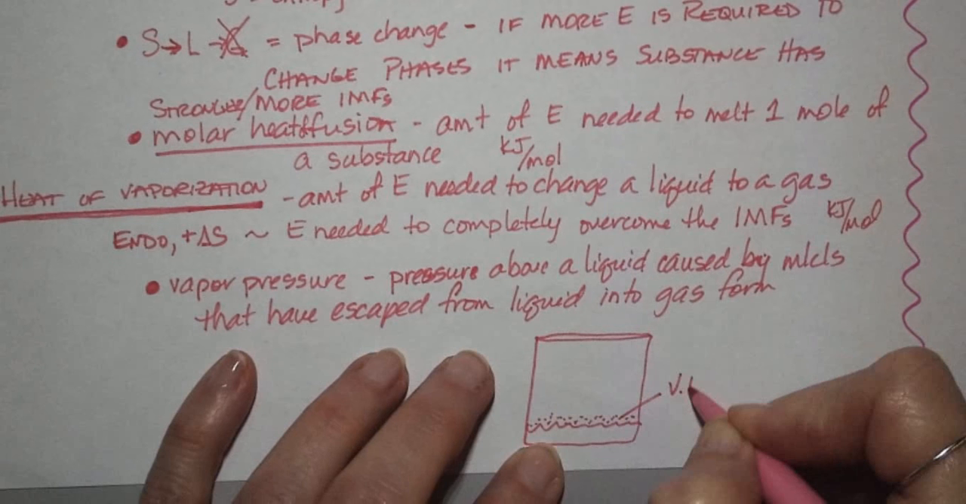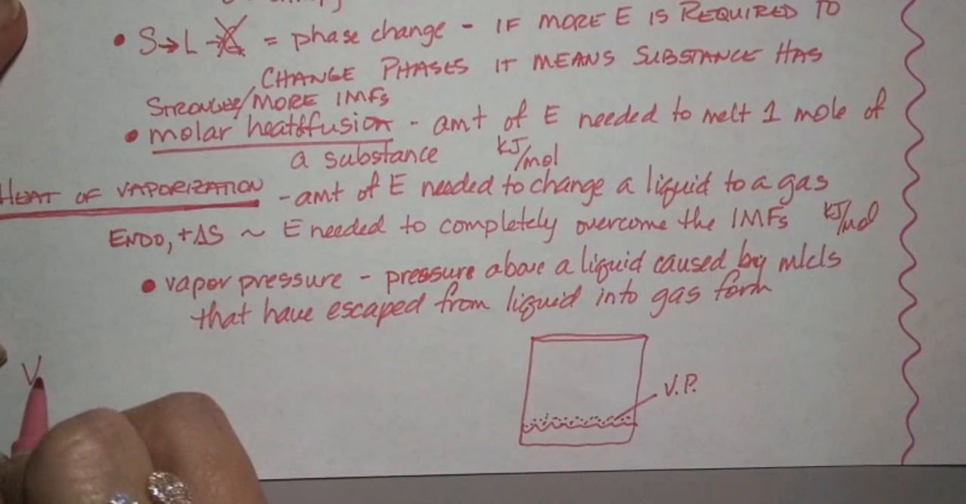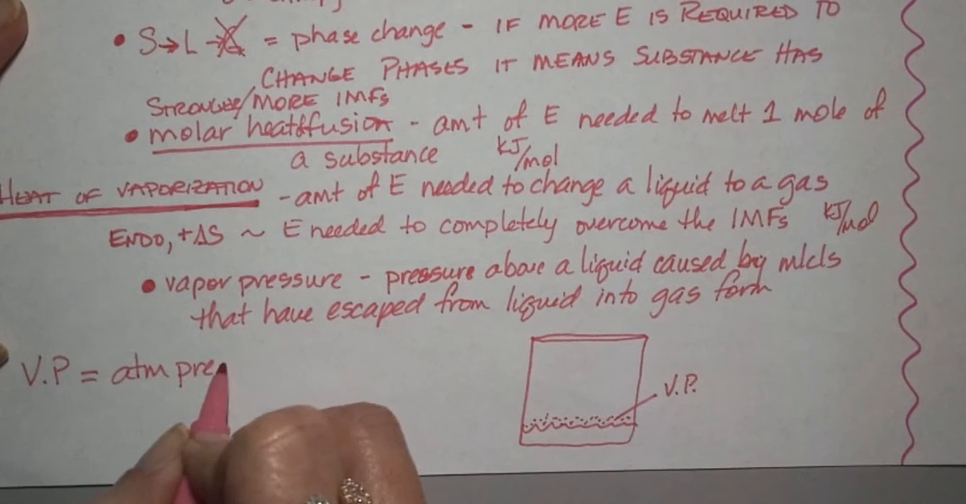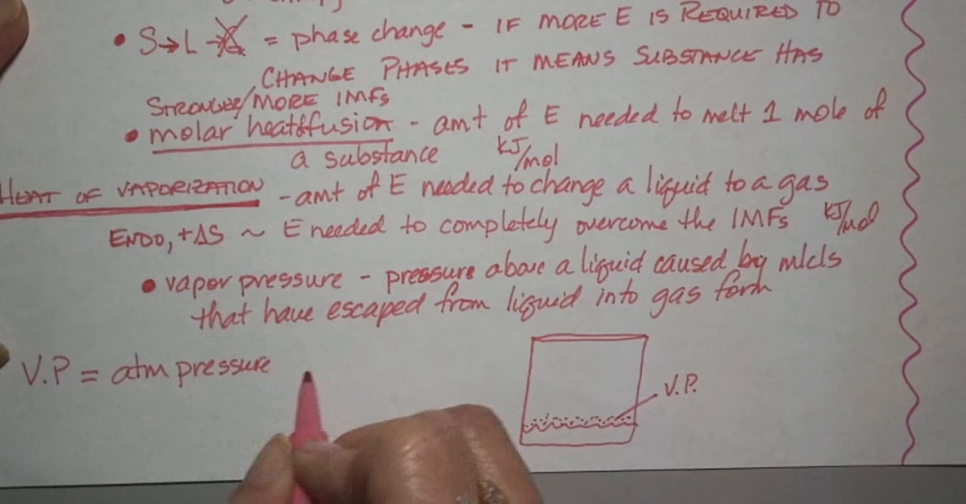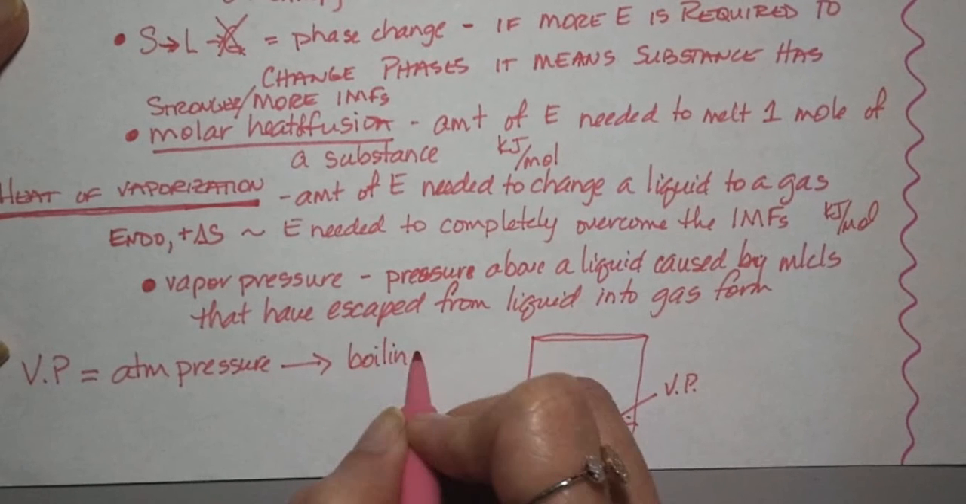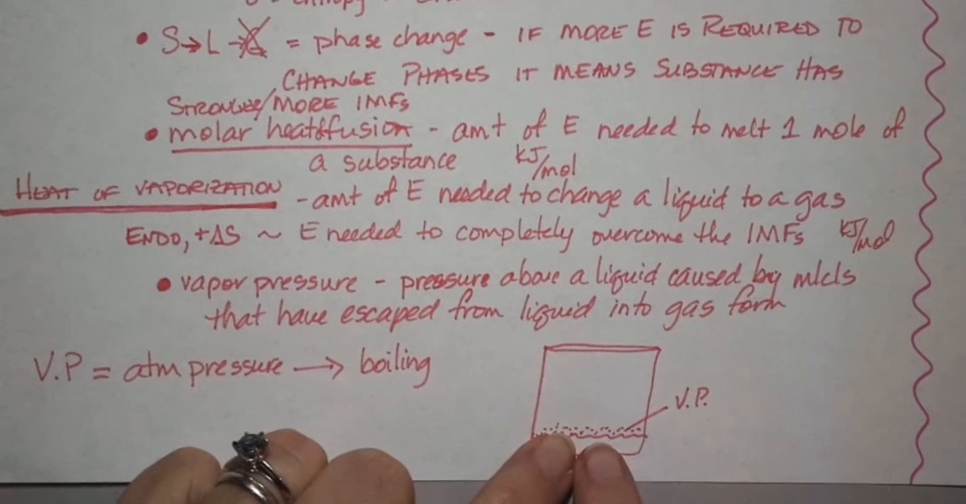If the vapor pressure equals the atmospheric pressure, it causes boiling. So when that vapor pressure, and again, we could get a barometer and measure that vapor pressure. It'd have to be a good tool, but we could do that. When the vapor pressure above the liquid equals the atmospheric pressure around it, it's going to boil.